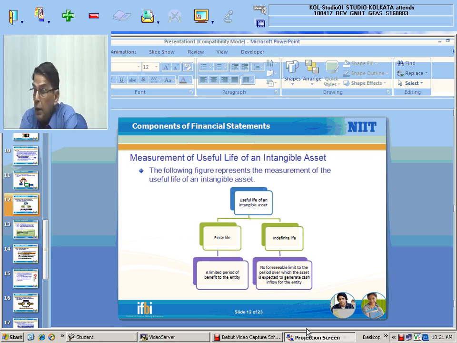Finite life means the period of benefit to the entity will be for a limited period. The benefit to the entity will flow only for a limited period of time, then we call it a finite life. Indefinite life is not infinite life. Please understand, indefinite life means there is no foreseeable limit to the period over which the asset is expected to generate cash inflow for the entity. It is not infinite life. So, finite life or indefinite life? If there is a limited period of benefit to the entity, it is finite life. But if there is no foreseeable limit to the period over which the asset is expected to generate cash inflow or cost savings for the entity, then it is called indefinite life.